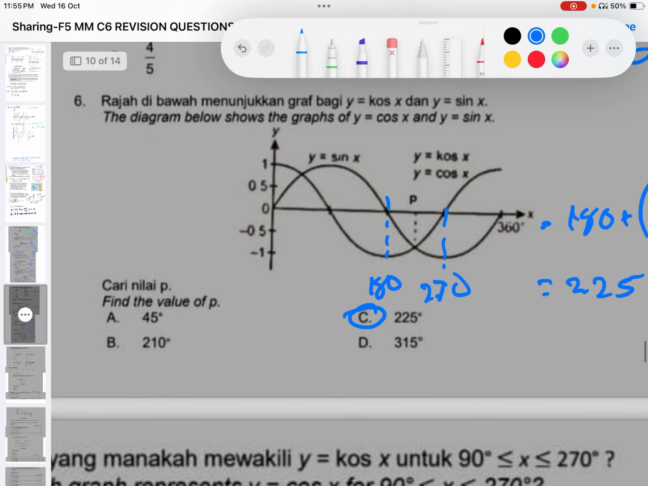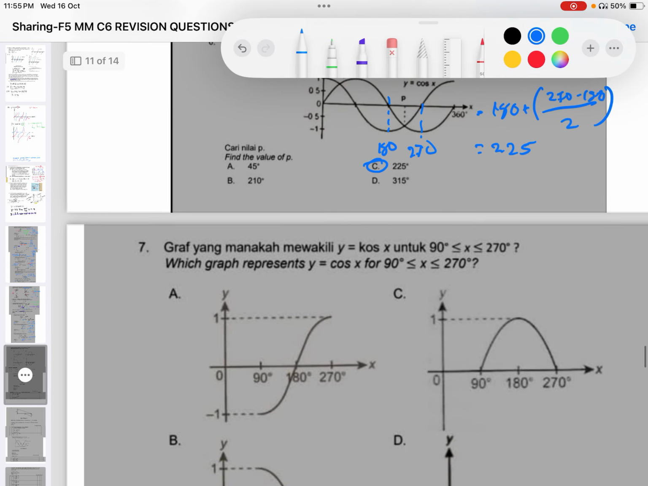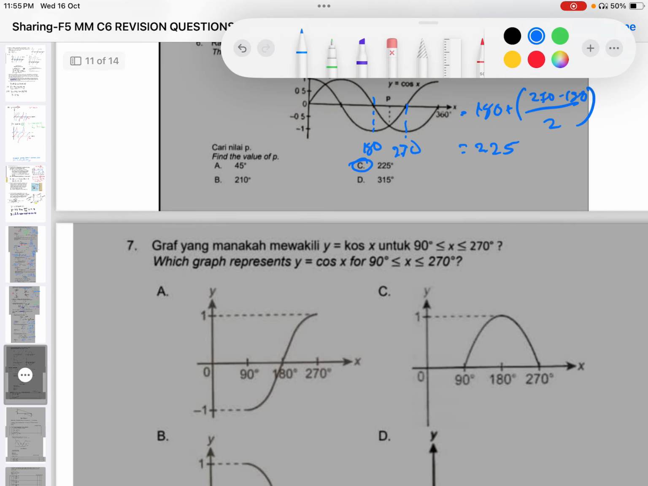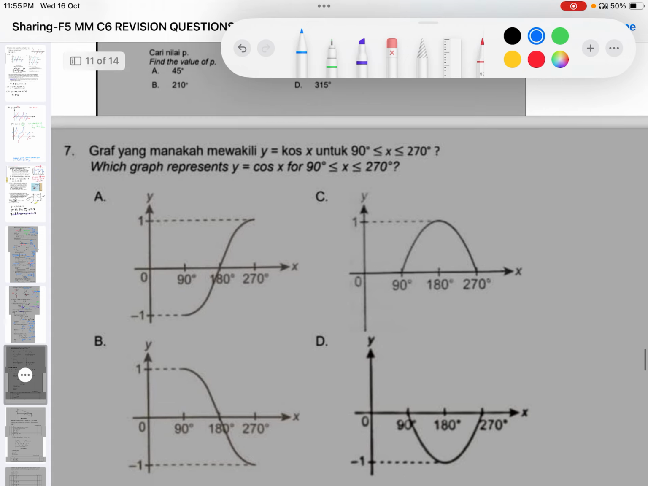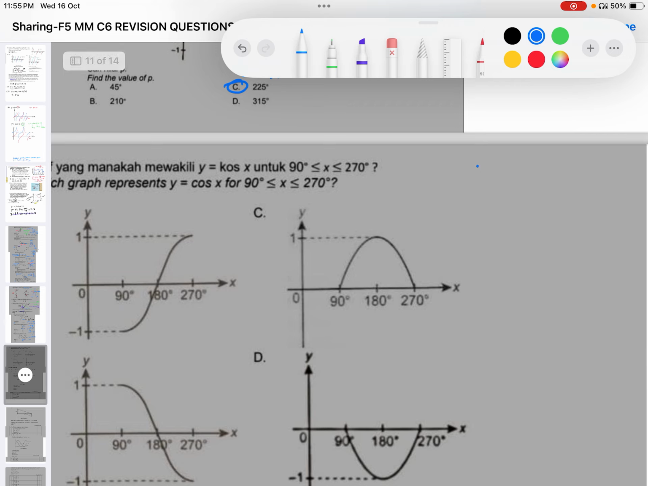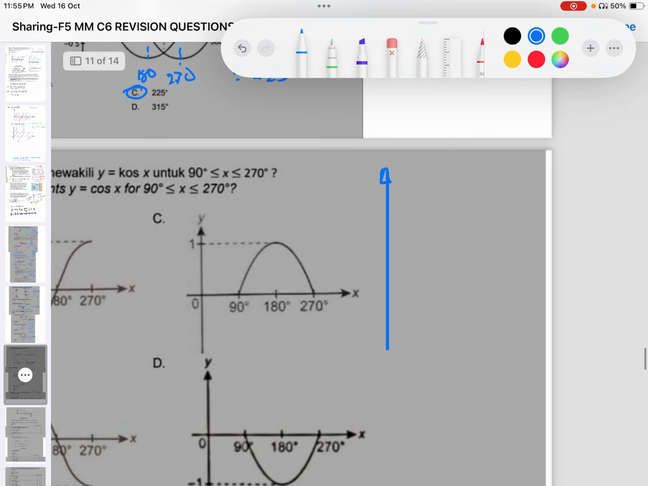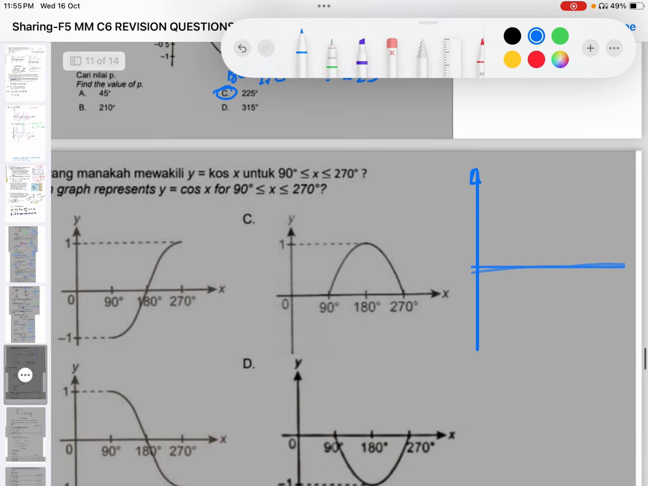Okay. Seterusnya, soalan nombor 7. Which graph represents y equals to cos x for 90 degrees until 270 degrees? So kalau kita tengok balik graf y sin x macam mana ya? Kita cuba lukis sikit. So y sin x will be looking like this.